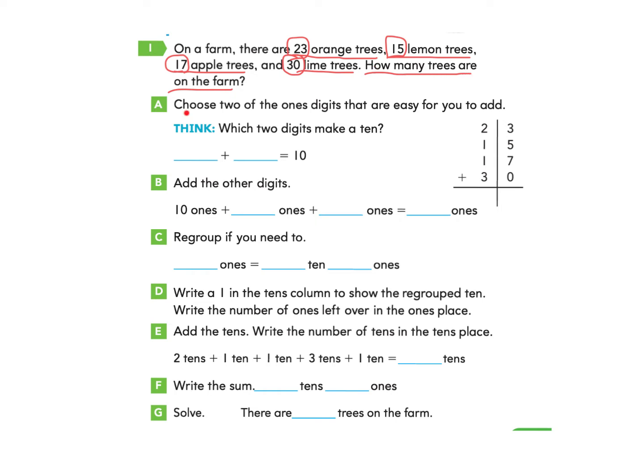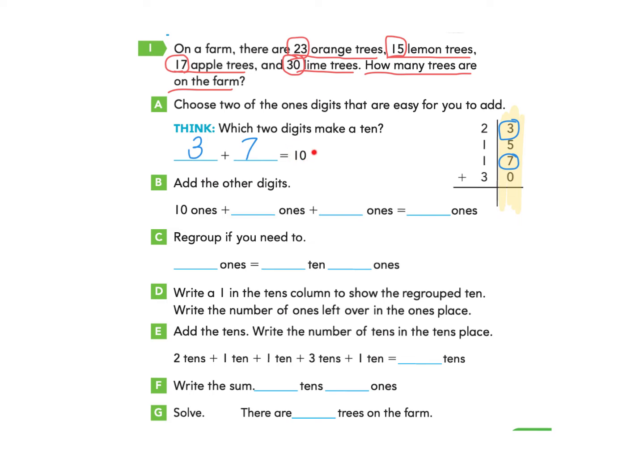So part A asks us to choose 2 of the 1 digits that are easy for you to add. They want you to think, which 2 digits make 10? Do you see 2 numbers in the ones column that make 10? I see 2 numbers. 3 and 7 make 10. So I'm going to write in 3 plus 7 makes 10. Now I'm going to add the other digits.